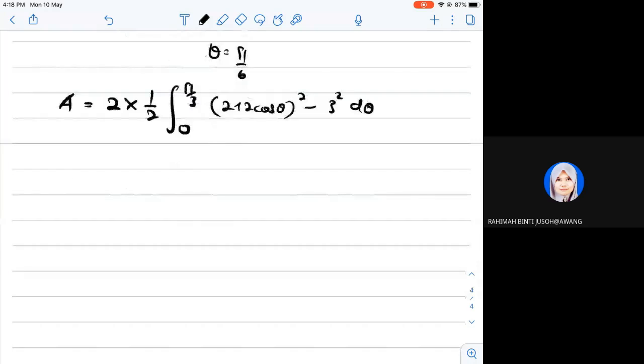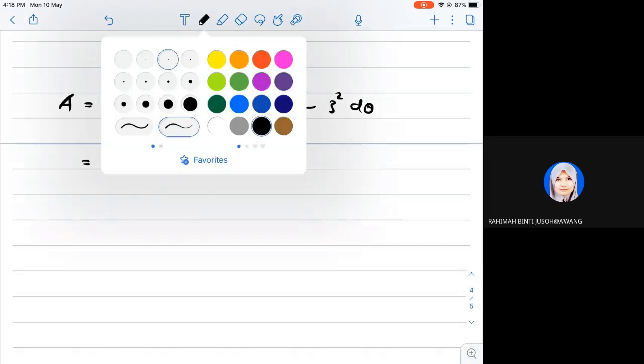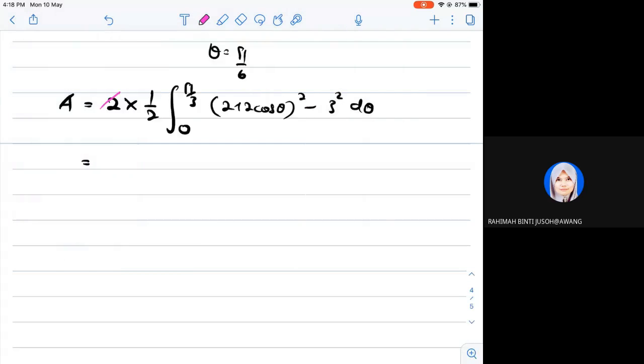Alright. So we will have 2. This one is easier to calculate because we can cancel it. Easy work, right? So integrate from 0 until pi over 3. So you expand (2 plus 2 cos theta) squared. First we square the front one, so you will have 4 and then here plus. It is plus too, because if the middle one is minus, it becomes minus.